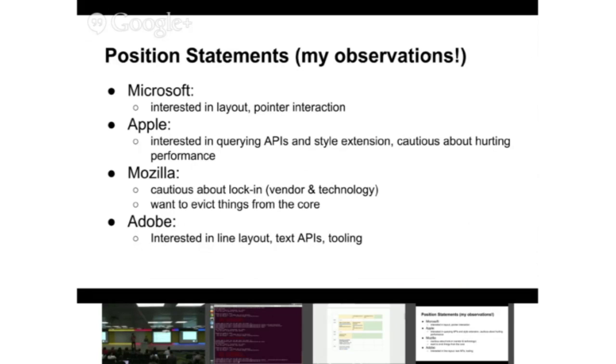So there was a real desire to try and push things out of the core and slim down to a sleeker, faster, probably red, yeah, red, CSS engine. And Adobe was very interested in line layout, text APIs, tooling, all the sorts of stuff that follow their business interests. They want to do page layout on the web, and they're interested in APIs that make that easier.